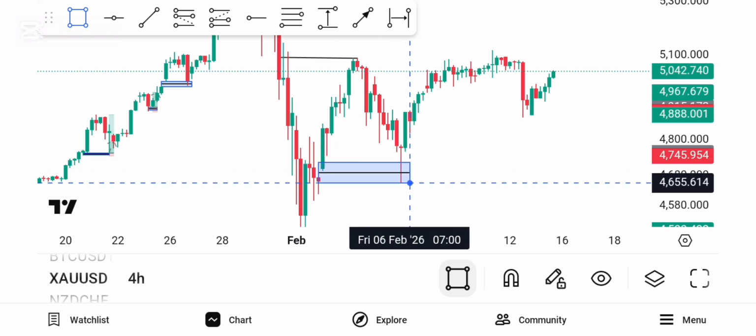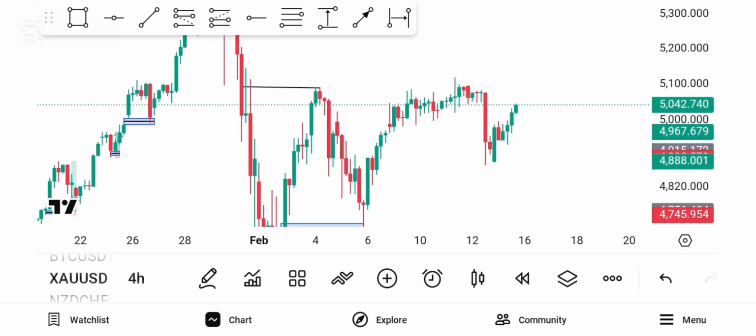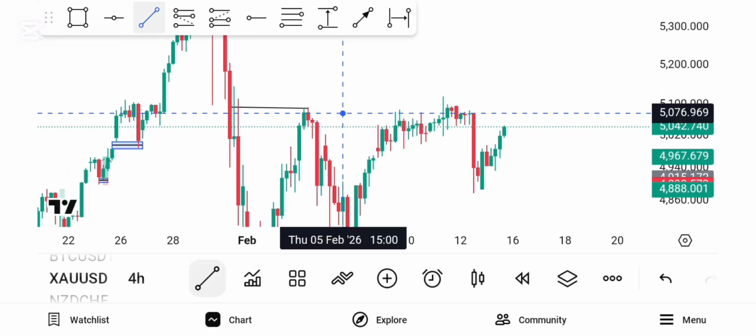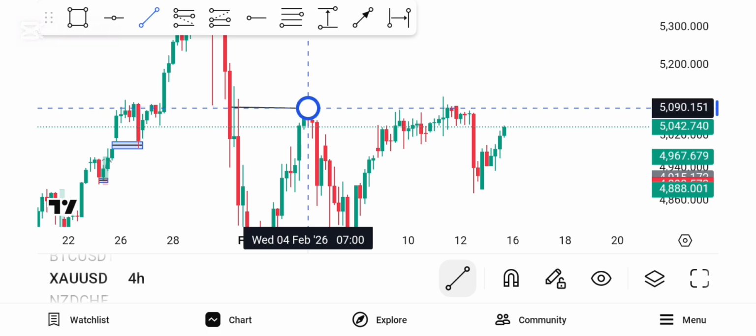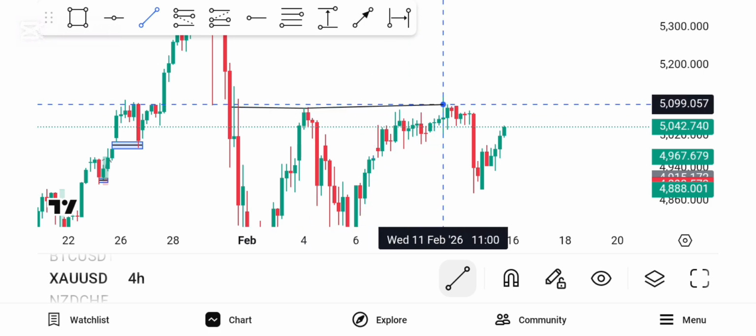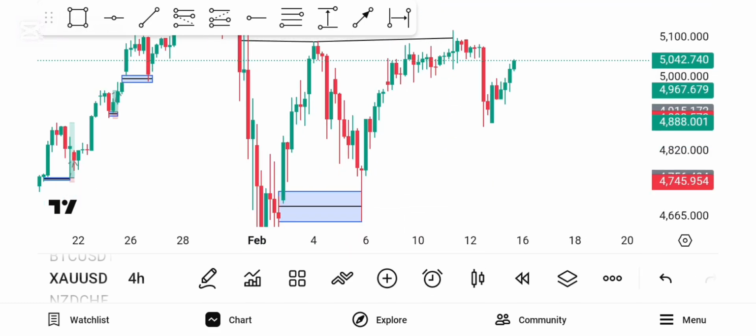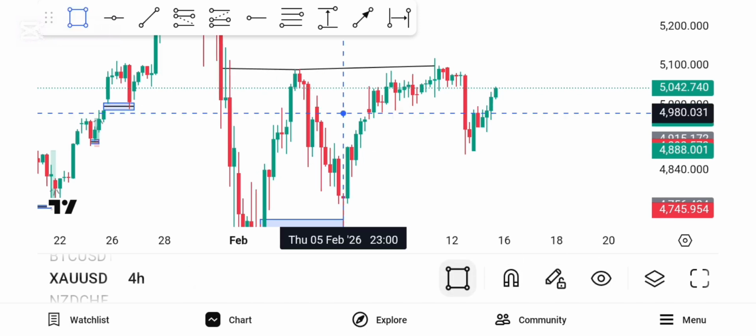So you fill up this gap here. Then after filling up this gap, it moves up again and breaks structure. And that's the difference between shift structure and break of structure. Now, break structure from this side, and after breaking the structure, it comes down back again and fills up.